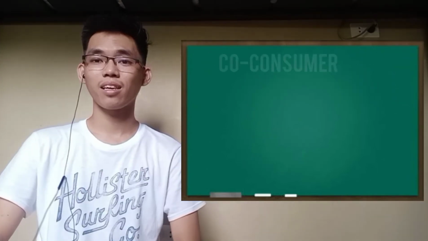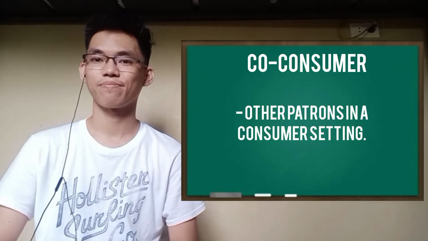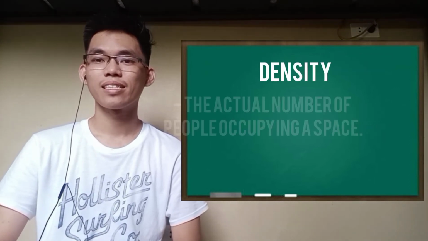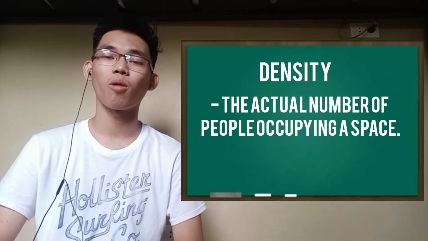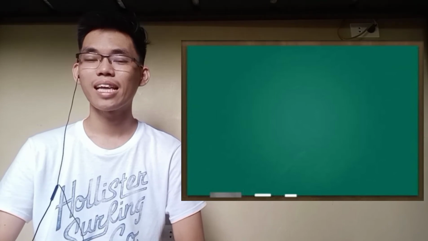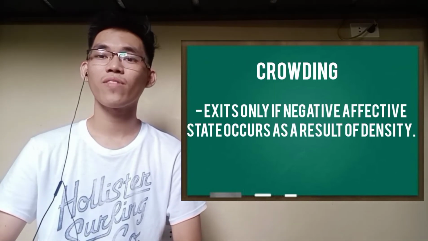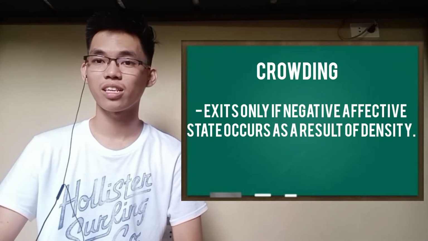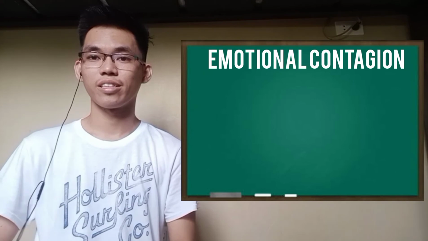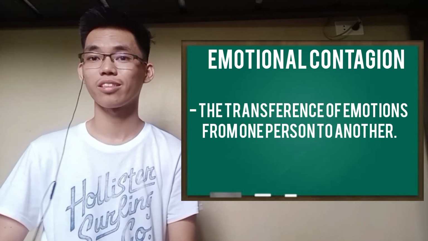Now, let's define co-consumer. It is the other patron in the setting. Next is density. Density is the actual number of people occupying a space. Next is crowding. Crowding exists only if a negative affective state occurs as a result of density. Next is emotional contagion. It is the transference of emotion from one person to another.